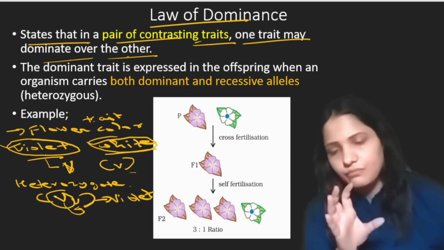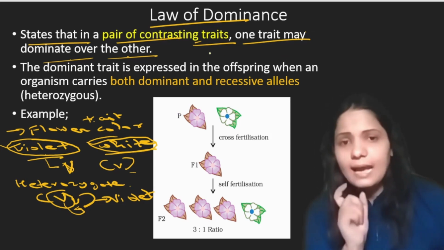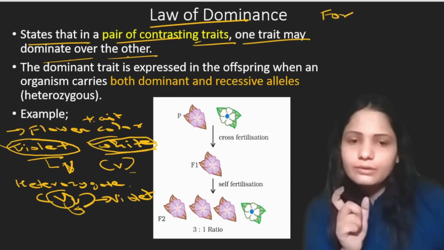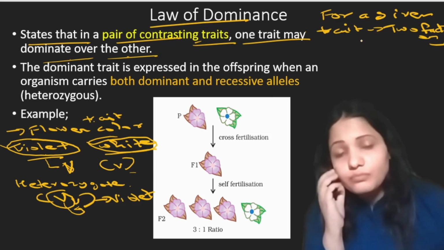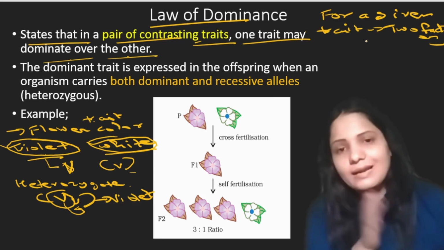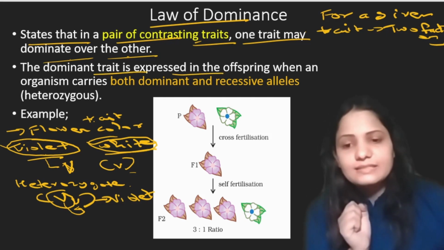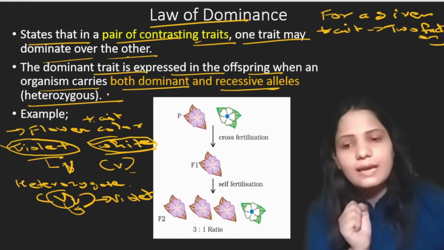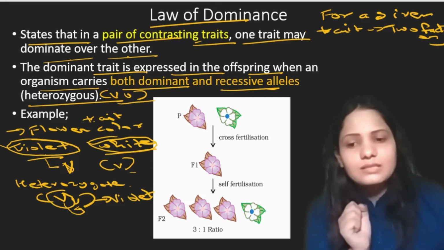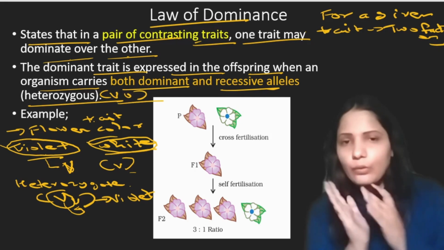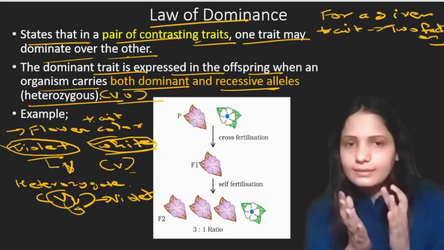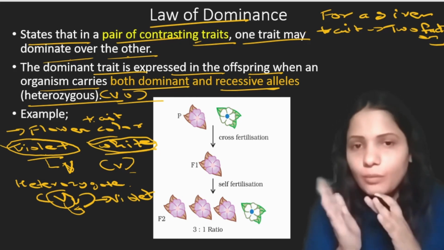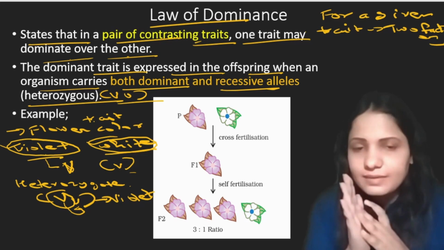So this is the law of dominance: in every cell, in every organism, for a given trait, two factors are present, two alleles are present. Out of those two alleles, one is dominant and another is recessive. The dominant trait is expressed in the offspring when an organism carries both dominant and recessive alleles, heterozygote. If an organism is carrying both dominant as well as recessive in its cell, what will happen? This dominant will be expressed in that case.